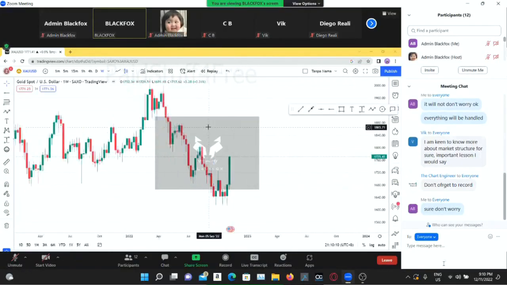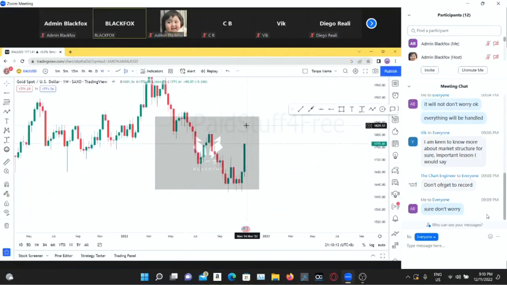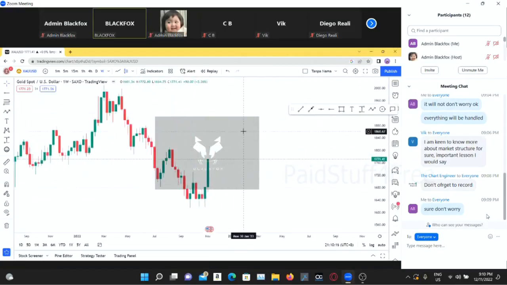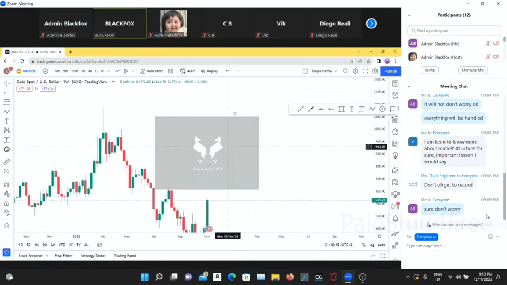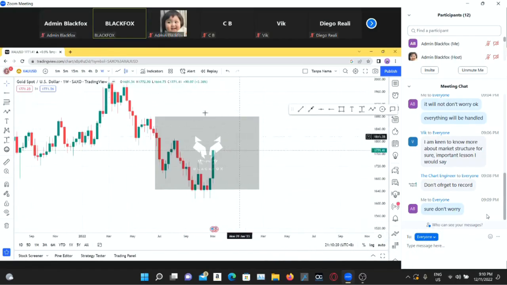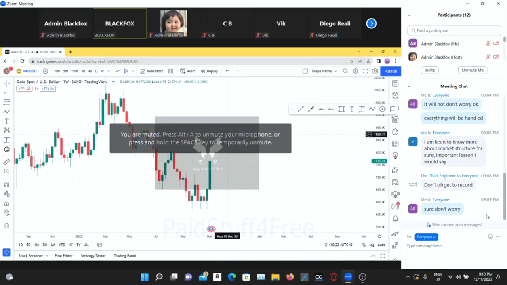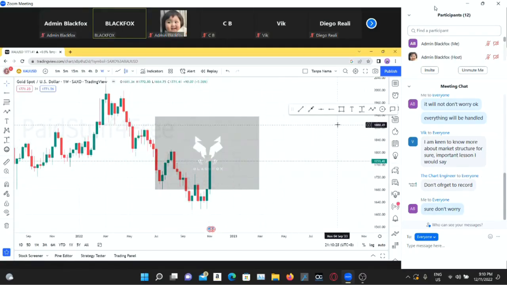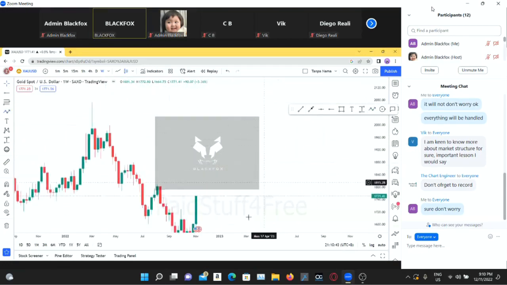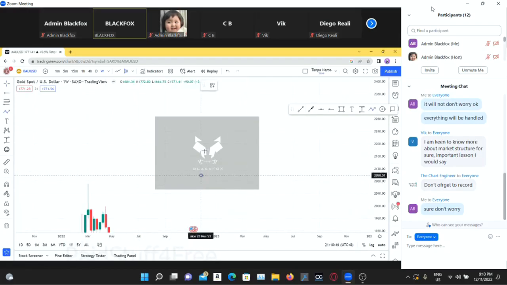Okay, so we will start with market structure first. Okay, so I will teach you guys about market structure. What I understand about market structure is my own style, because what I understand about the market may not be the same as other traders. So we draw the theory first. This is the market structure.